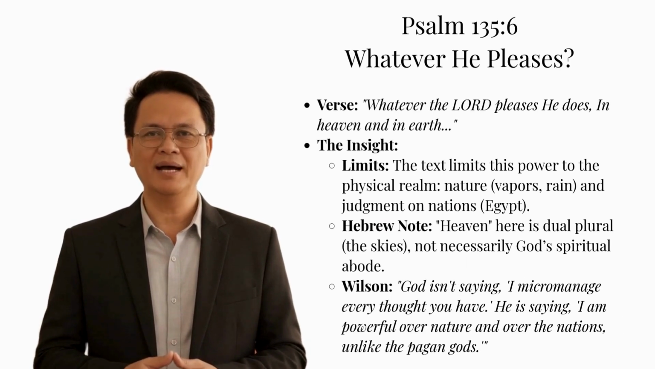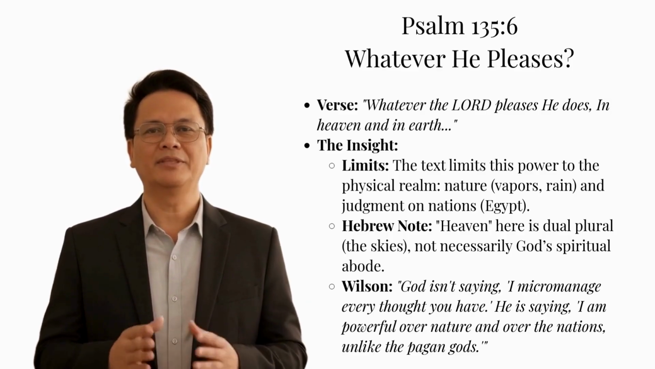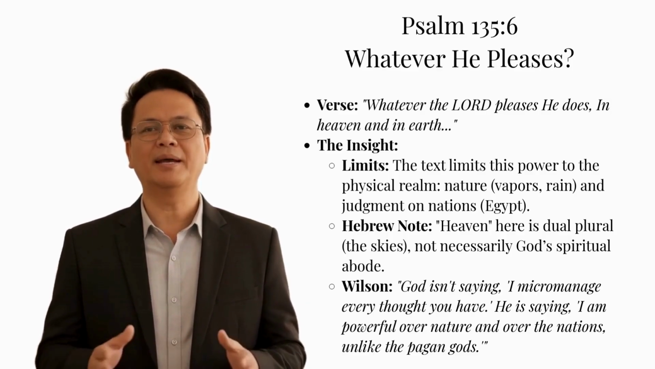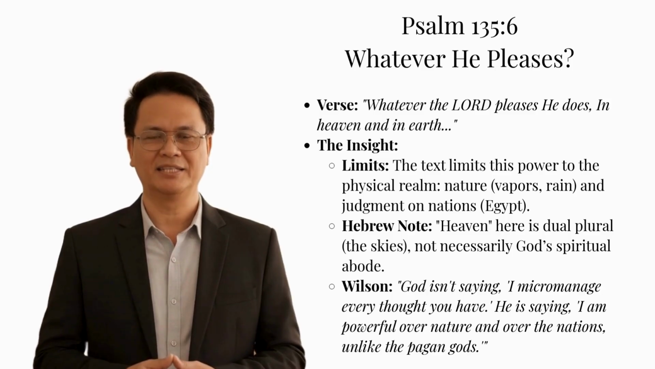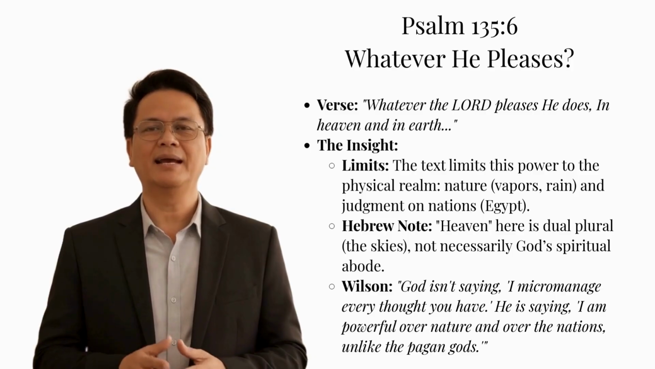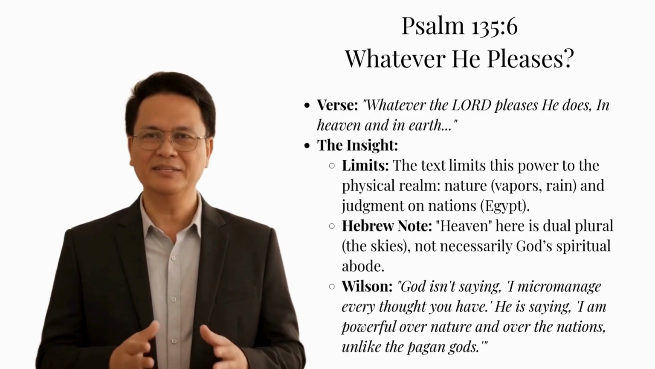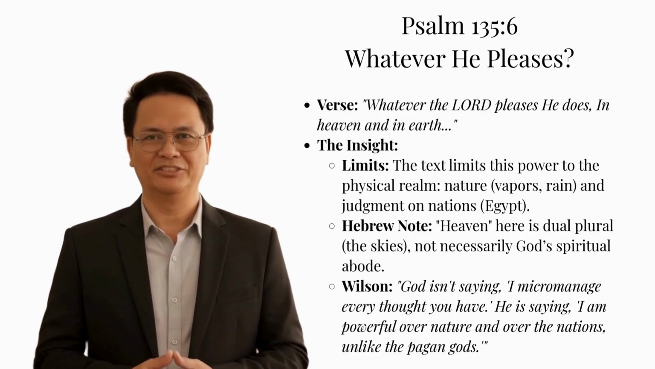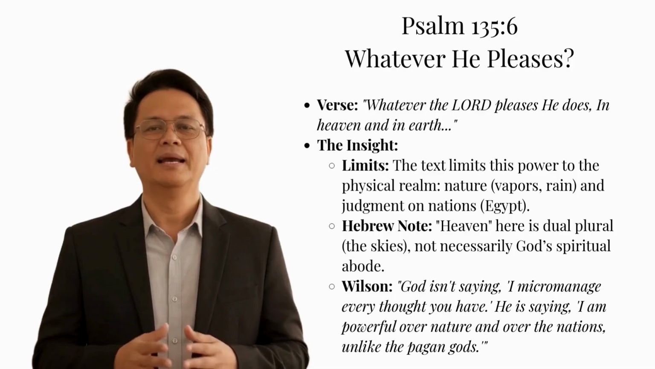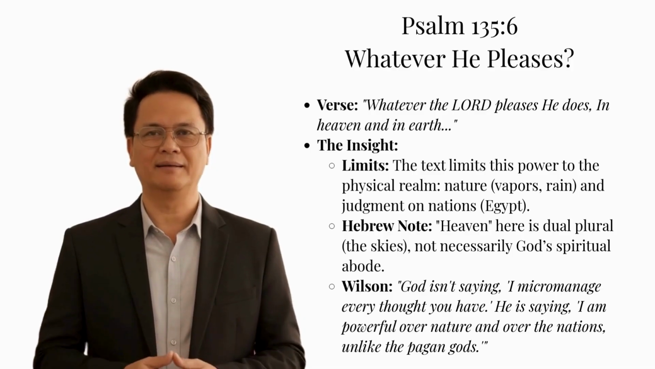Psalm 135, whatever he pleases. Next up, Psalm 135:6, "Whatsoever the Lord pleased, that did he in heaven and in earth." The Stoic interpretation is God gets everything he desires. If it happened, God pleased it. But let's look closer. The text says, he does what he pleases in the seas and all deep places. He causes the vapors to ascend. He makes lightnings for the rain. Who smote the firstborn of Egypt.